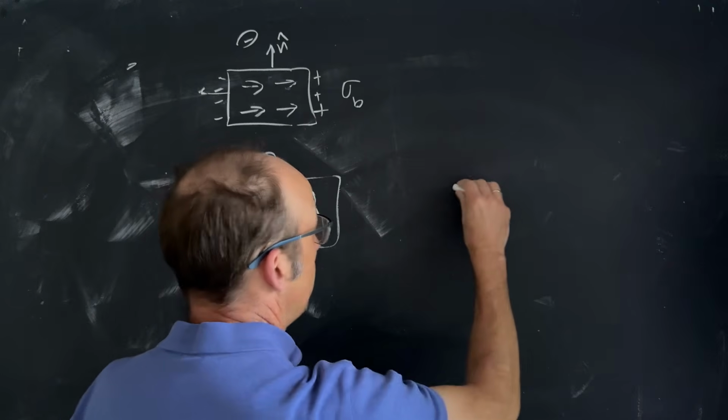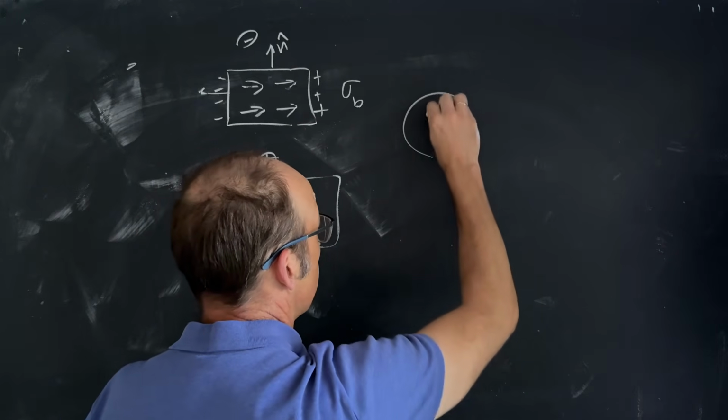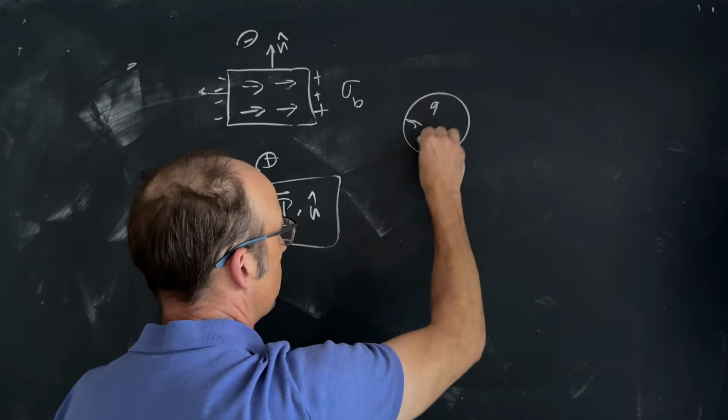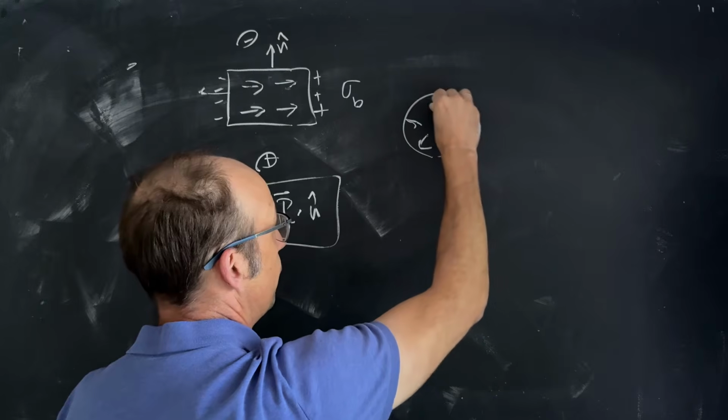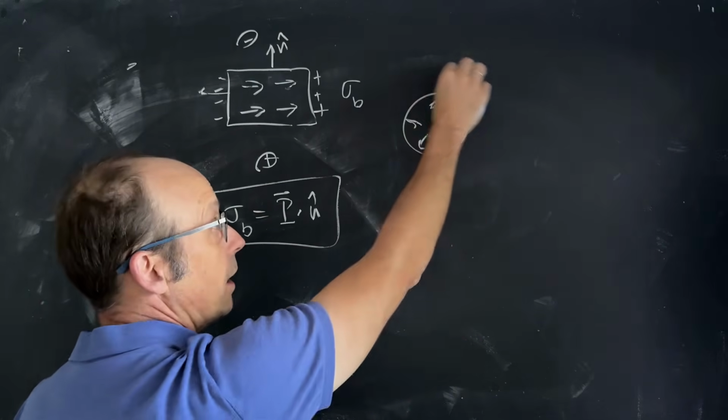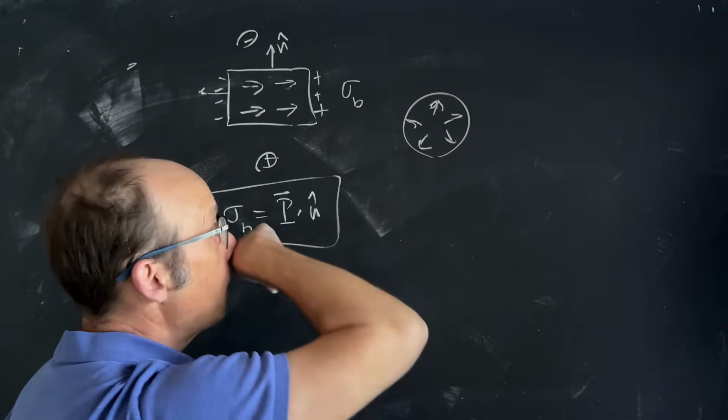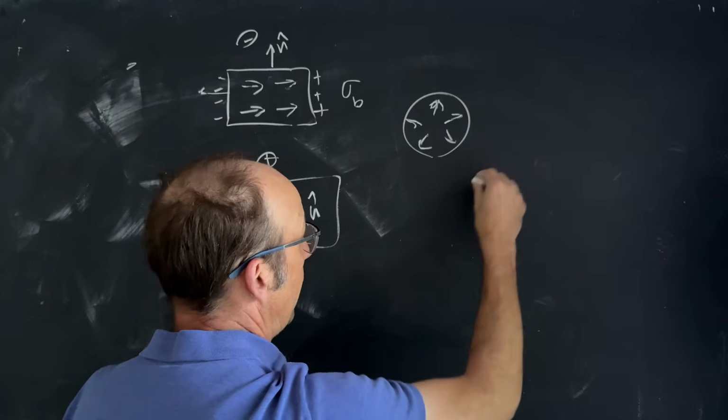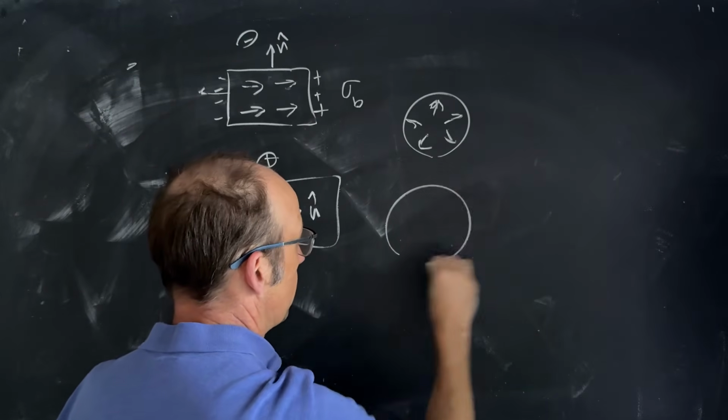What if I have something like this? Here's my polarization vector in some material. Yes, I will get a charge density on the surface. But if you drew this as actual charges, it looks like this.